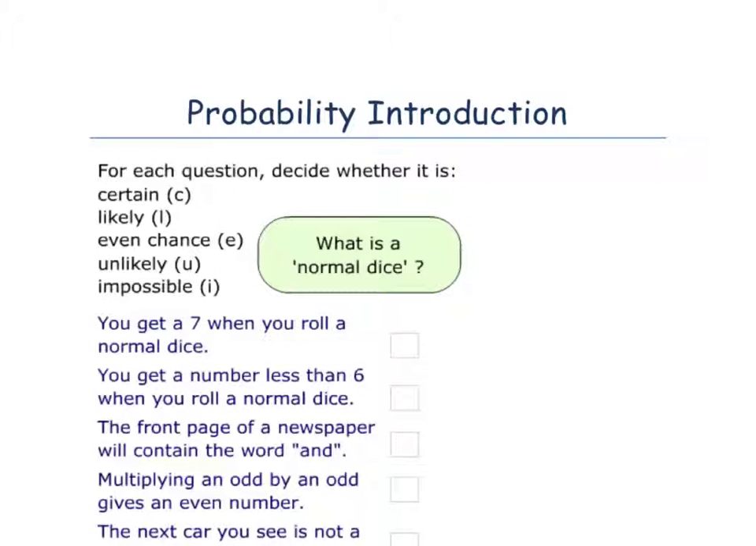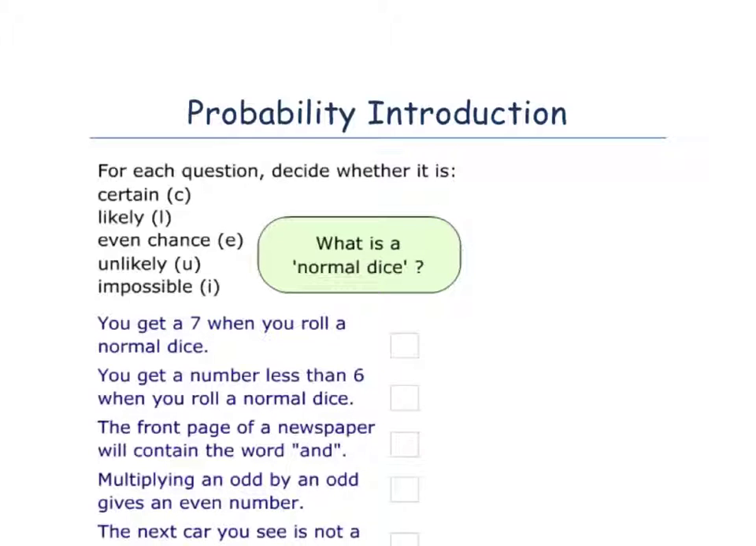Probability introduction. Probability is the chance of something happening, or the chance of an event happening. For example, what is the chance of rolling a number 6 on a dice? Well, it is 1 out of 6, because it's 1 out of the possible 6 different outcomes. Sometimes, however, probabilities can be written as words like certain, likely, even chance, unlikely, and impossible.